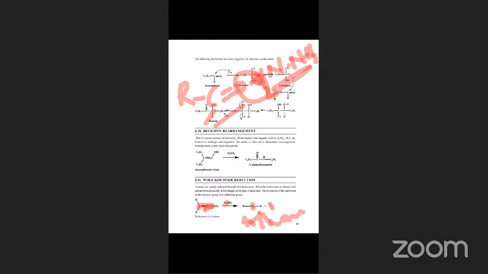The C double bond O of the ketone is converted into CH2. This is the main theme of the reaction. The ketone is converted into a methylene group, CH2.